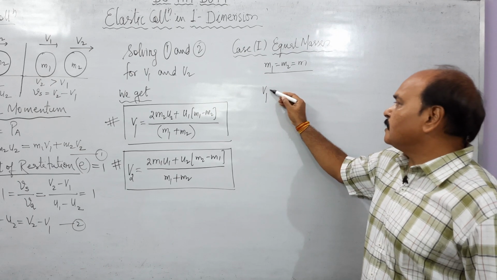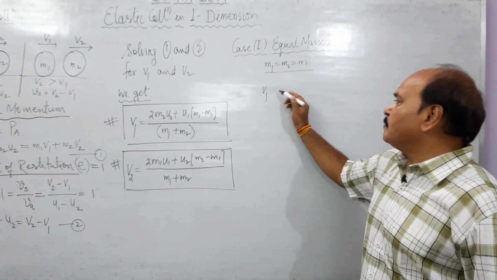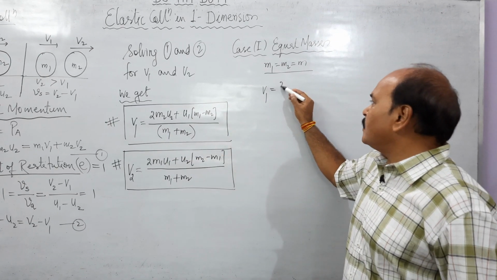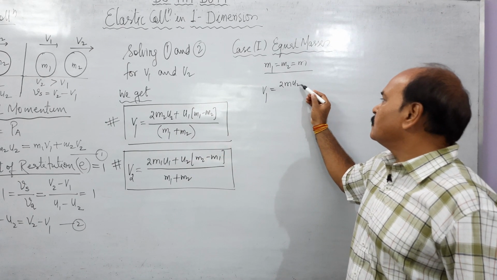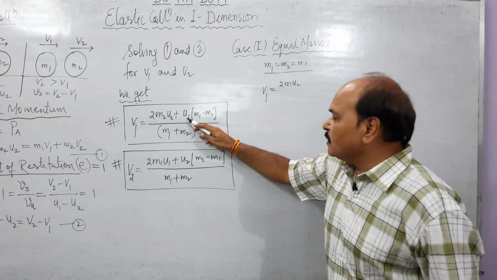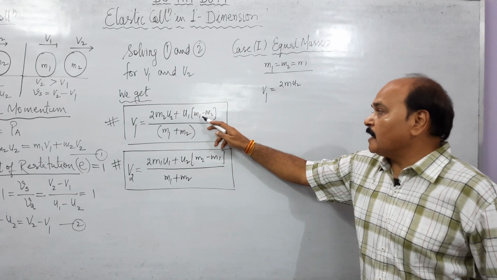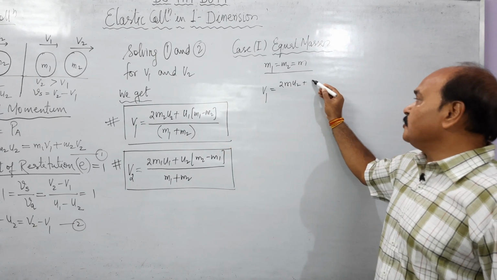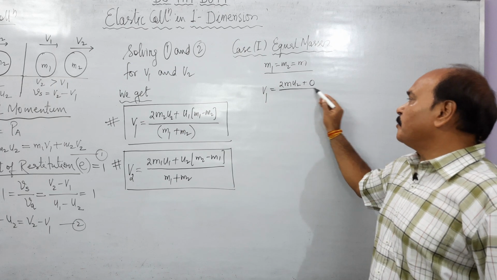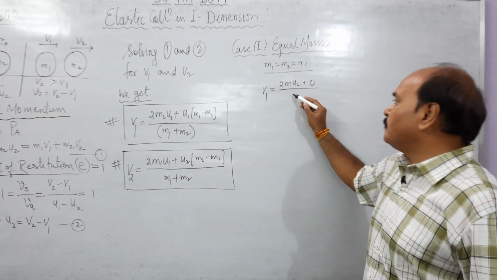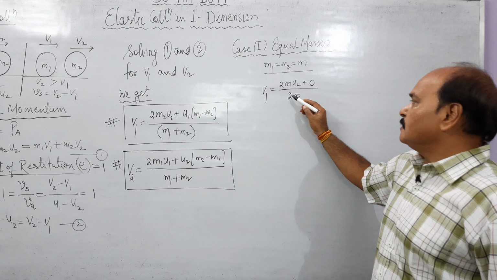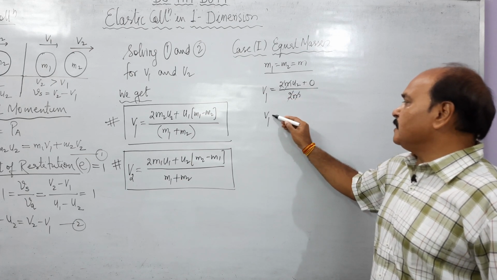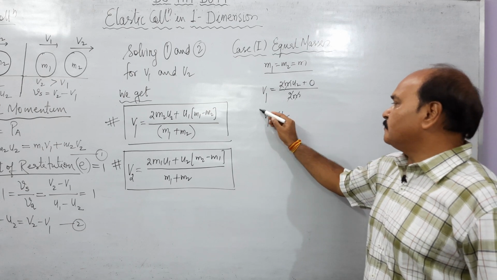So what do we get? For v1, if we substitute m1 equal to m2 equal to m, we get 2m u2. And the second term is u1 times (m minus m). Since the masses are equal, this difference is going to be 0. And the denominator m1 plus m2 is going to be 2m. We can see that this 2m cancels out, and we get v1 is equal to u2. Very, very important result.